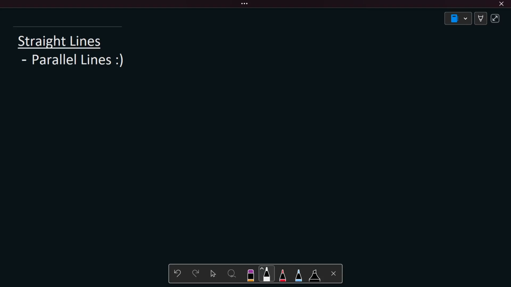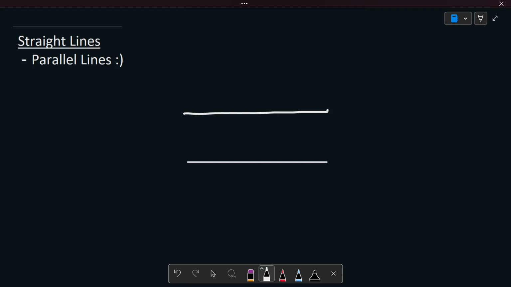What is parallel lines? Now, if you are familiar with your graphs or your linear graphs, let's just say, for example, we have this line over here, and we have this line over here. Okay, so we can see that, excluding the scale, these two lines are going in the same direction. They are both horizontal straight lines. So this means that the gradient will also be the same, if you are familiar with linear graphs and your y equals mx plus c equation.